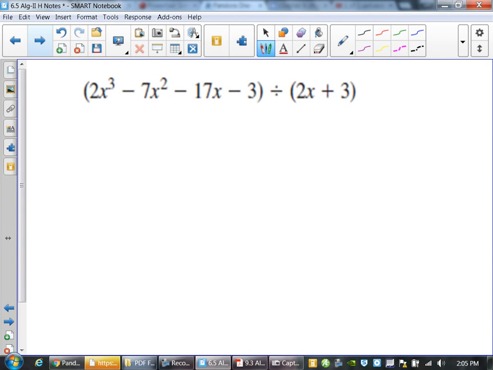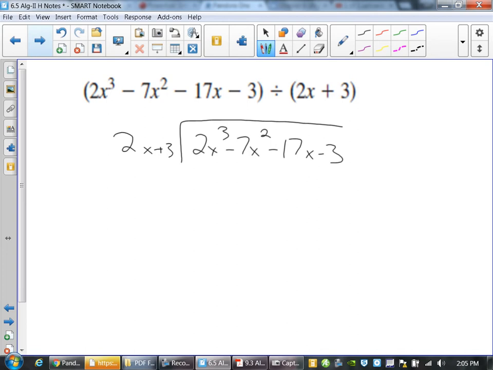let's do this then. We're going to go right to polynomials. Now, one thing I want to show you as you're writing these out: don't write them down the way the book writes it. Write it down in that long form of division like you would normally. 2x cubed minus 7x squared minus 17x minus 3 divided by 2x plus 3. Now, when I have a third degree polynomial, how many terms should that have?